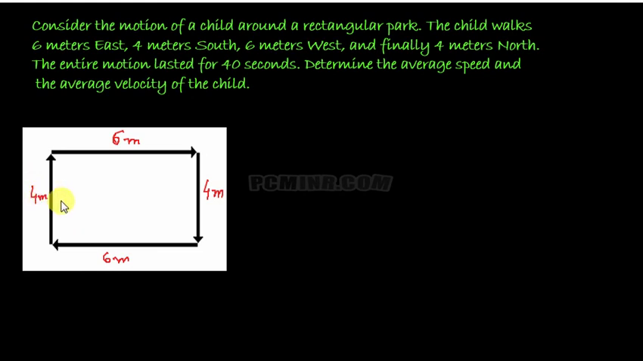So the entire motion lasted for 40 seconds. So what is the average speed of the child? So average speed is the total distance traveled upon total time taken, and total distance traveled here is 20 meters, 6 plus 6 12 and plus 8 20, upon time taken is 40 seconds. So you have 0.5 meter per second. That's the average speed.